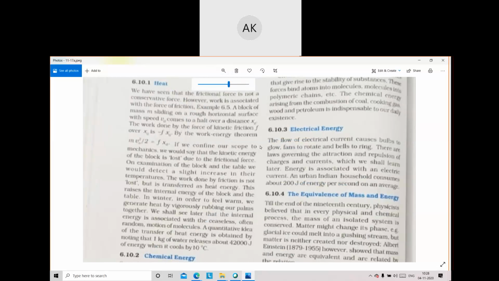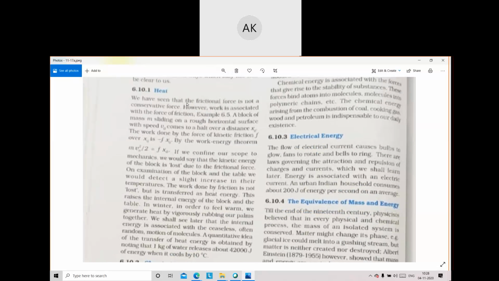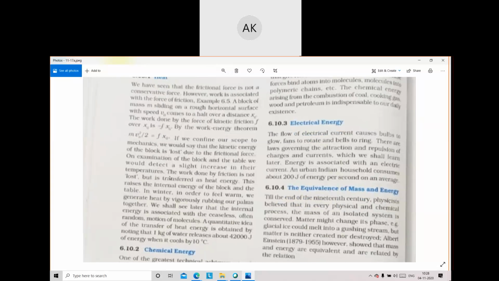Just important points we can discuss. Heat. Heat is a form of energy. We have seen that the frictional force is not a conservative force. However, work is associated with the force of friction.